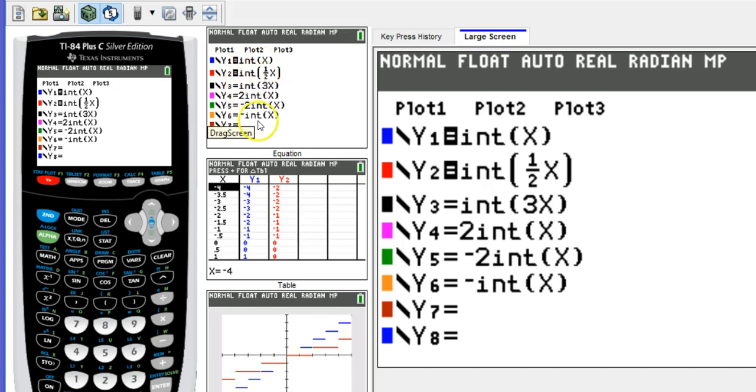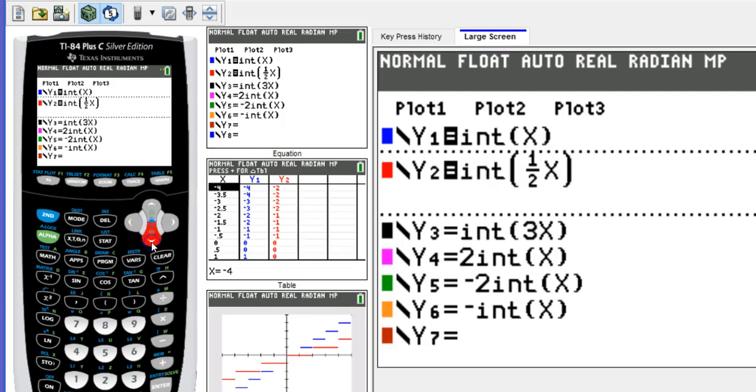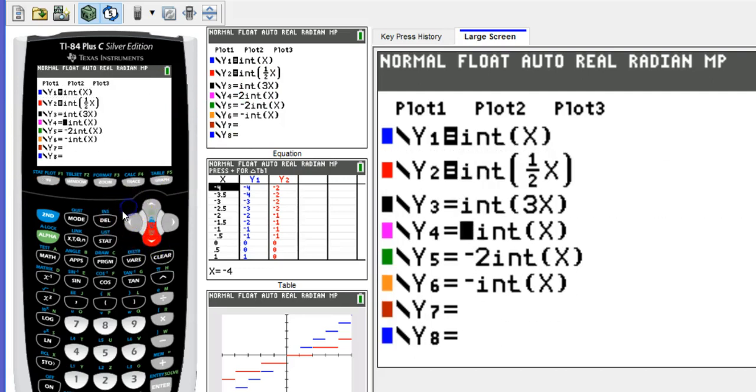So what do you think would happen if I go to my third equation, which says the greatest integer of 3x? What do you think it's going to do? You think it's going to get even longer? Okay, Eric says shorter. Let's vote. How many of you think it's going to get longer? How many think it's going to get shorter? Okay, let's see who's right. I like it. Good thinking.